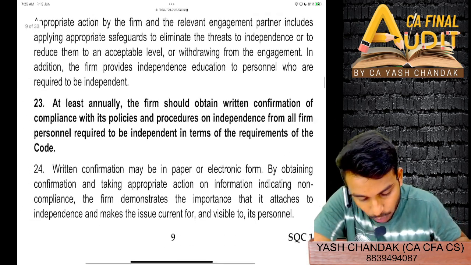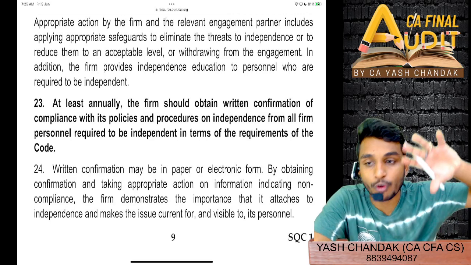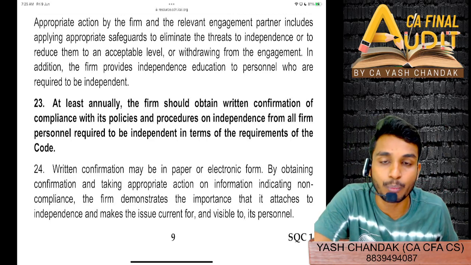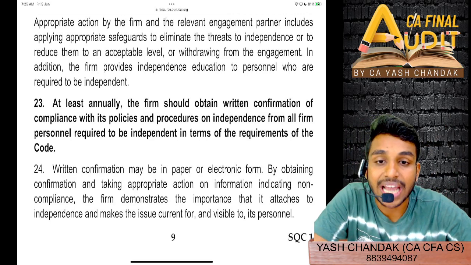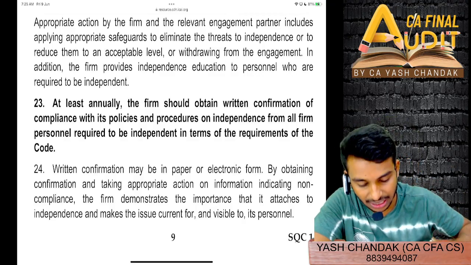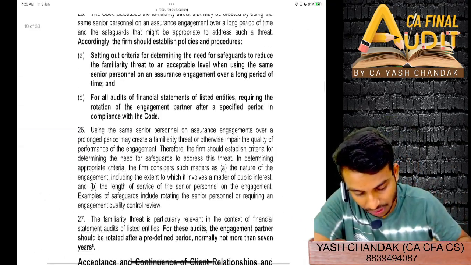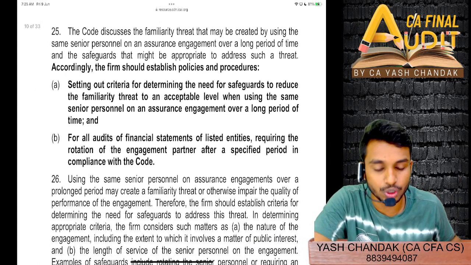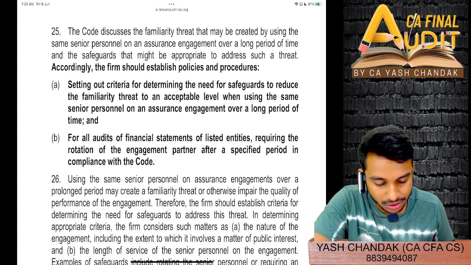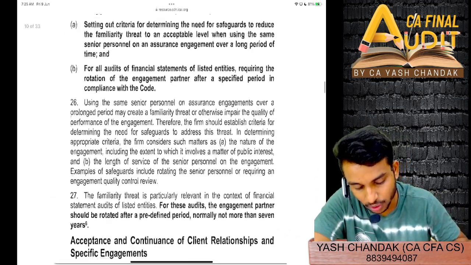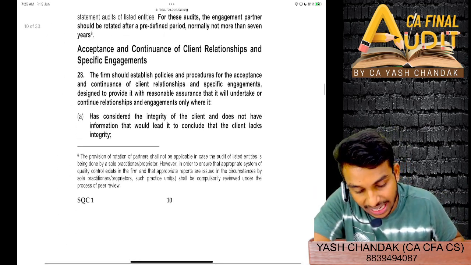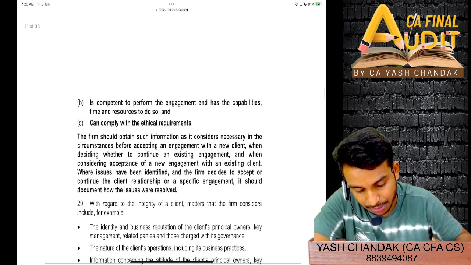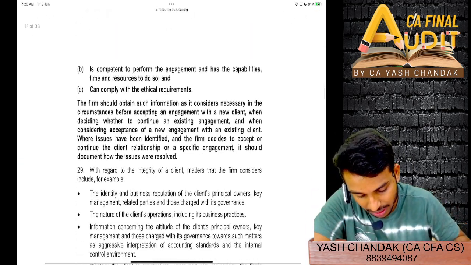But here, at least annually, the firm should obtain written confirmation. So for all these points which are marked in bold, or whatever I find in the kind of an MCQ question, I have included it in the last MCQ set of questions. Similarly, these 2 points, the firm should establish policies and procedures setting out the criteria for determining safeguards, and for all audits of financial statements of listed entities, I have not included this.